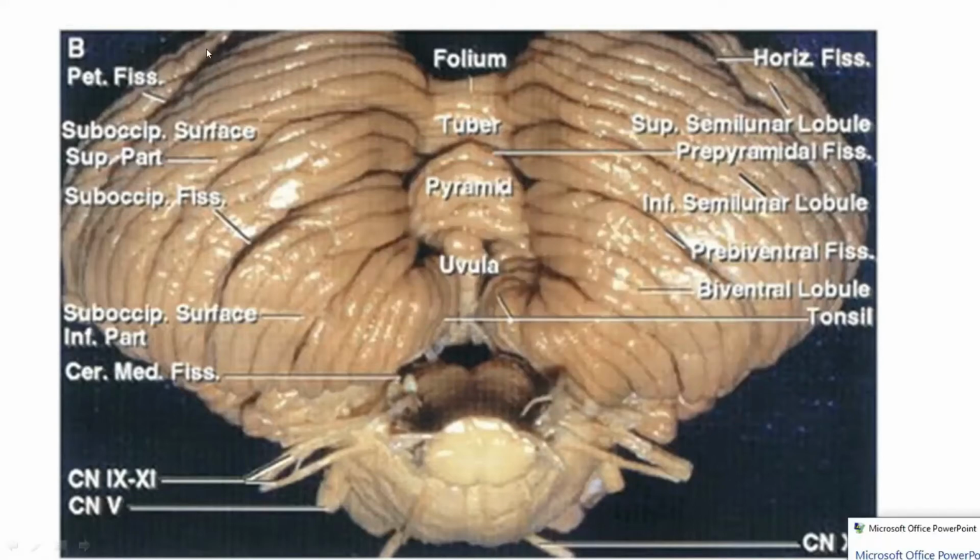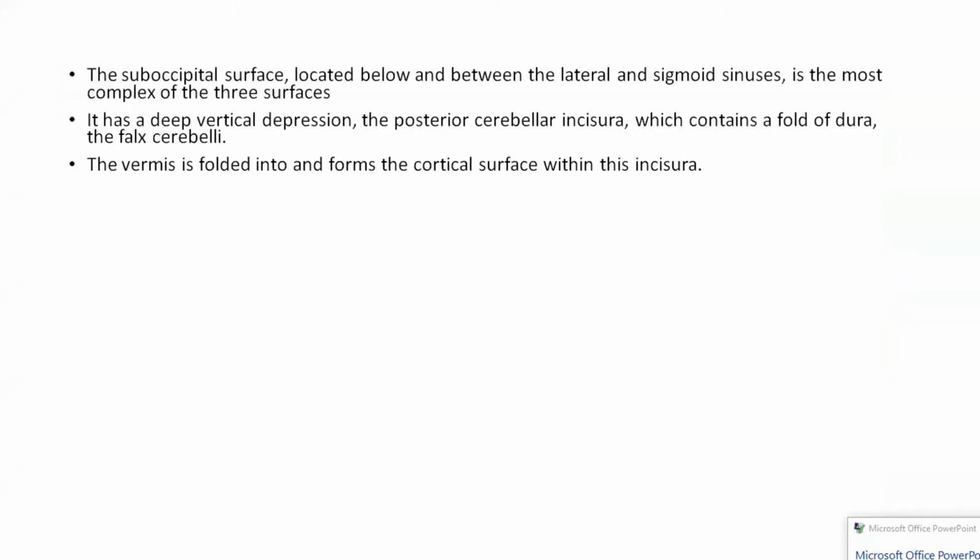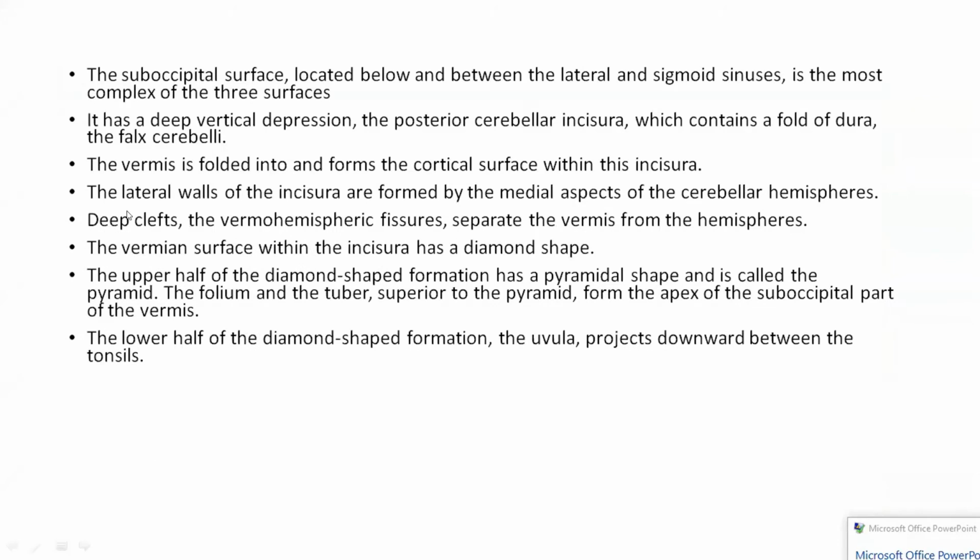These are the fissures. This is the primary fissure, which is the petrosal fissure. And this is another fissure on this surface, which is the suboccipital fissure. Here, if you see anteriorly between the cerebellum and the brainstem, you have an important fissure, which is the cerebellomedullary fissure. So this we already saw. There are deep clefts, the vermohemispheric fissures, that separate the vermis from the hemisphere.